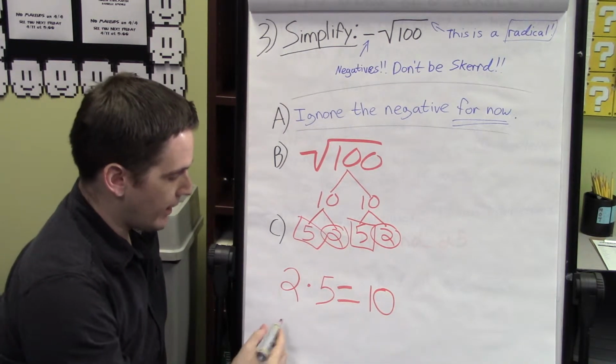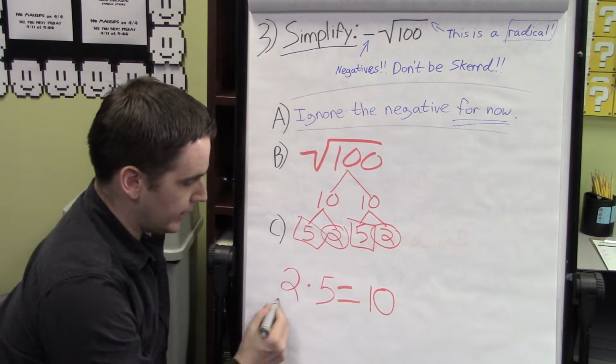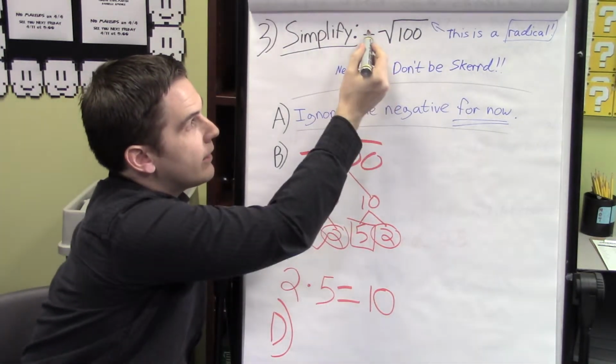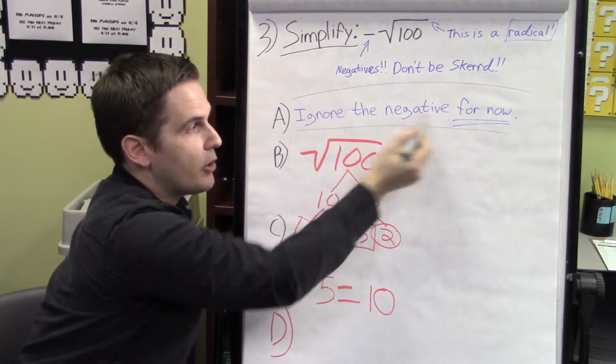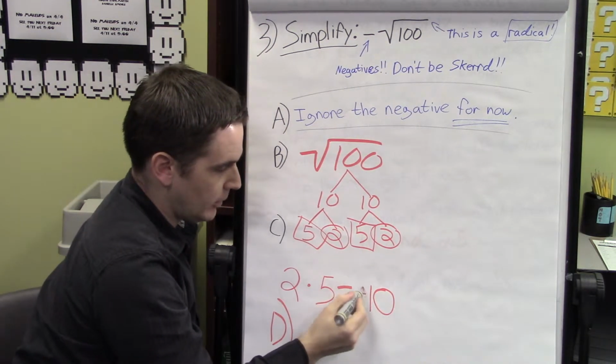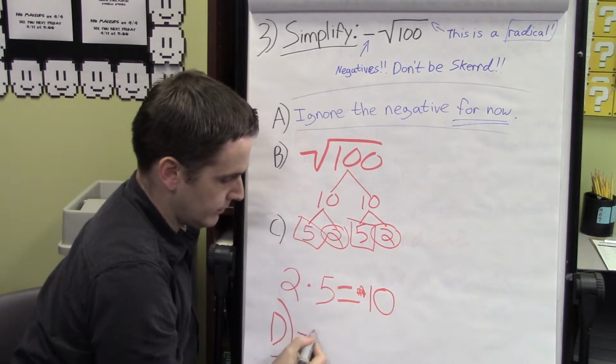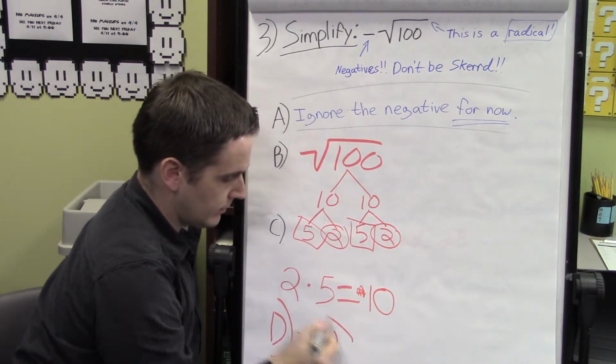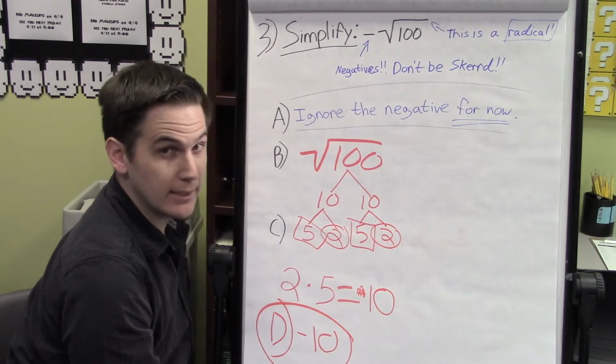And before you can stop, go back and get that negative. Remember I said ignore it for now. Come back, bring that negative down here. And then that's your answer, negative 10.